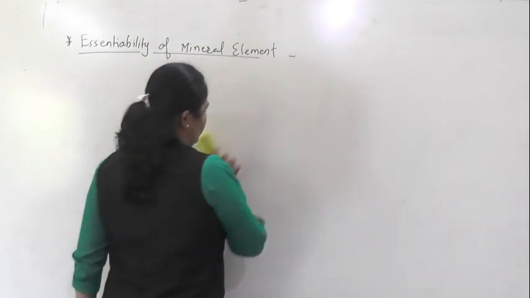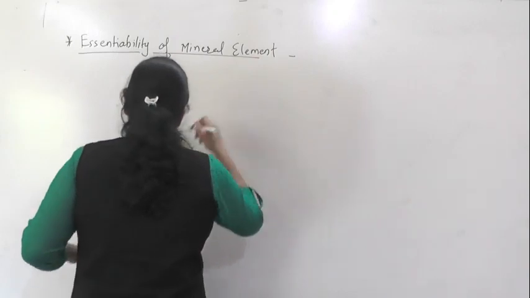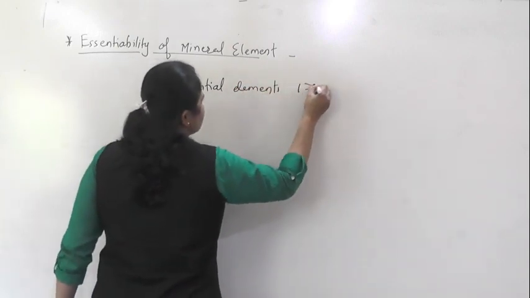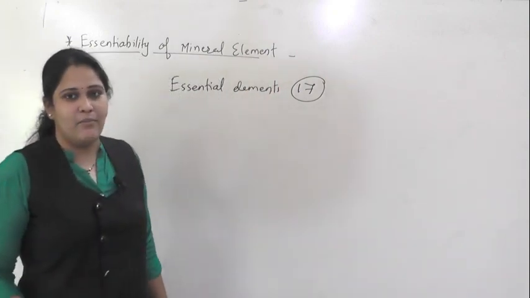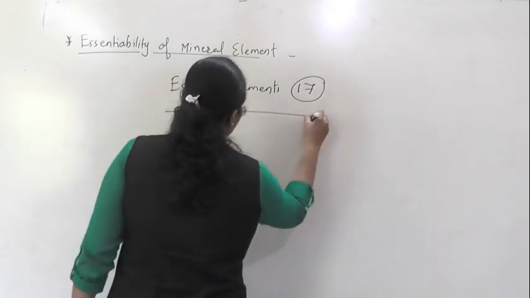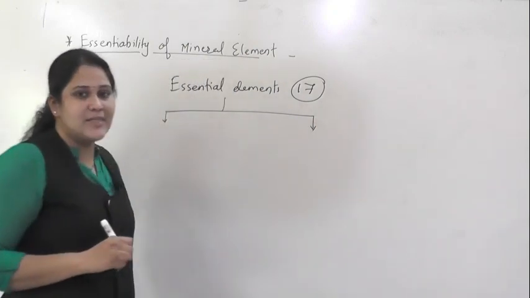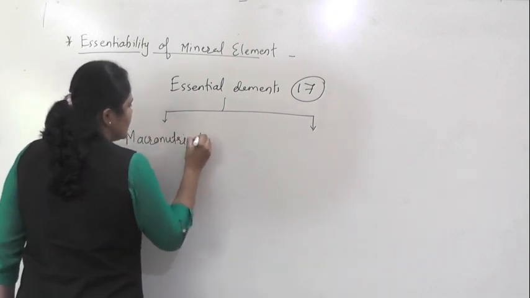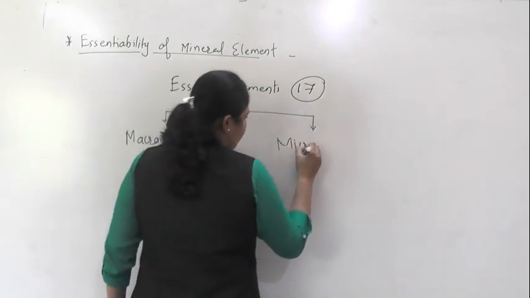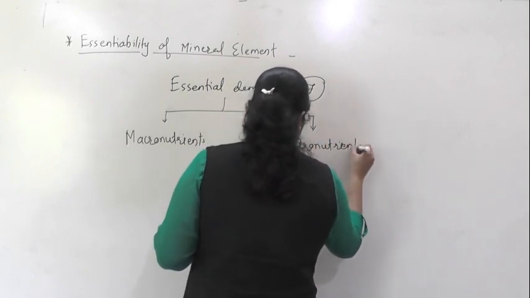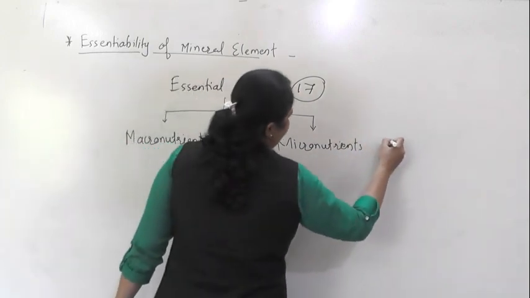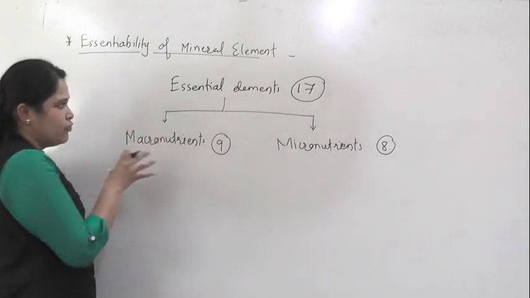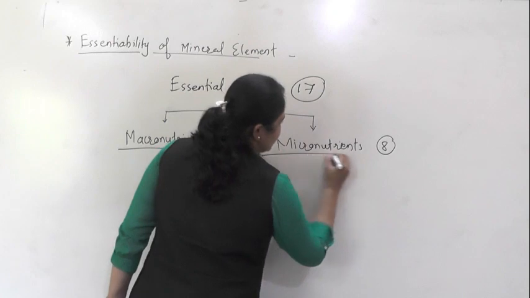Now, these essential elements could be micro or macro elements. There are 17 essential elements necessary for plant growth. As we discussed before, some are required in larger quantities; they are called macro elements or macronutrients. Some are required in lesser quantities; they are called micronutrients. There are 9 macronutrients and 8 micronutrients. Initially there were 7 micronutrients, but 1 was added afterwards. So out of 17, 9 are macronutrients, whereas 8 are micronutrients.